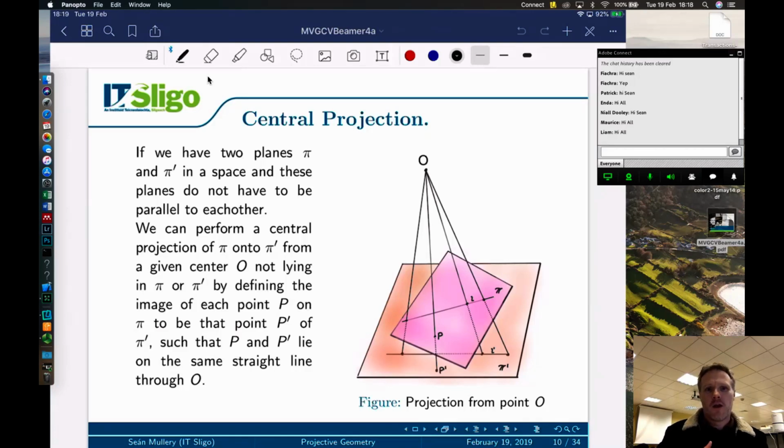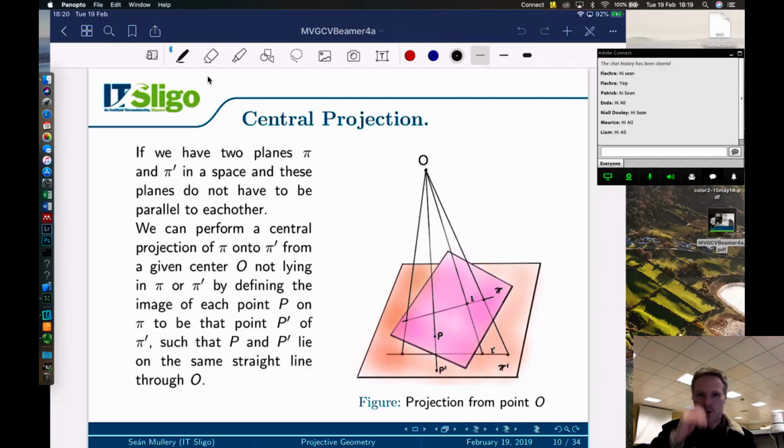Okay, so we have two planes, pi and pi prime, in a space, and these planes do not have to be parallel to each other. So when I say they don't have to be parallel to each other, I tried to grab two sheets of paper there, and it managed to rip on me. Okay, so if we take two planes here, we could have them like that. So we've one straight along here, and the other one up like that. So it's not that they just have to be parallel along their lines here, like I've shown them at a kind of a different angle. They don't even need to be parallel to each other along any axis.